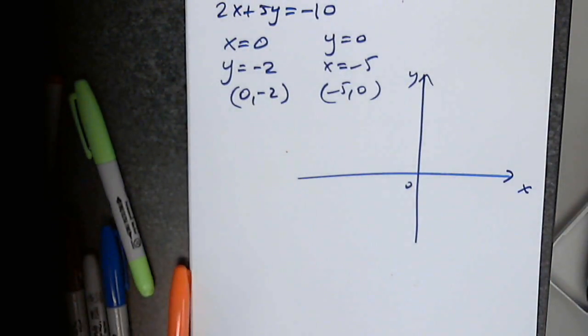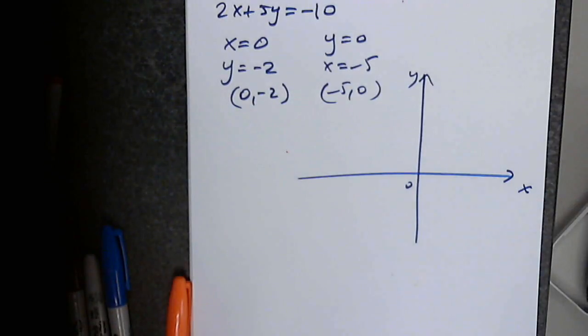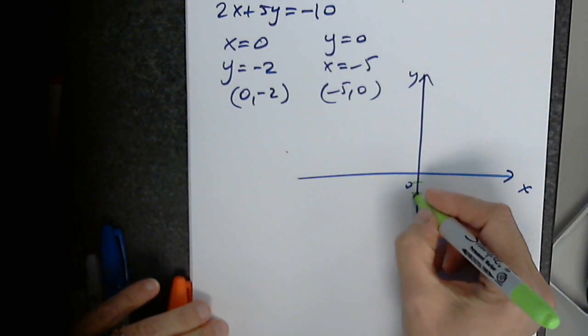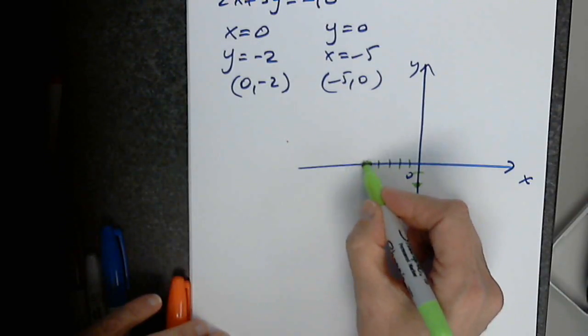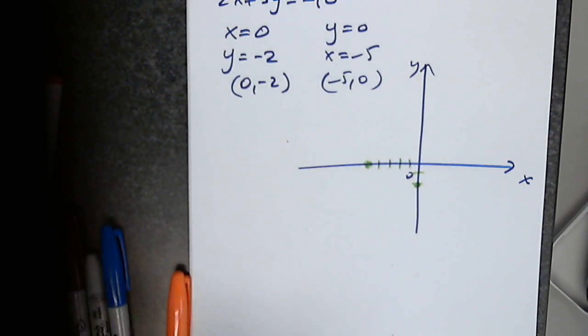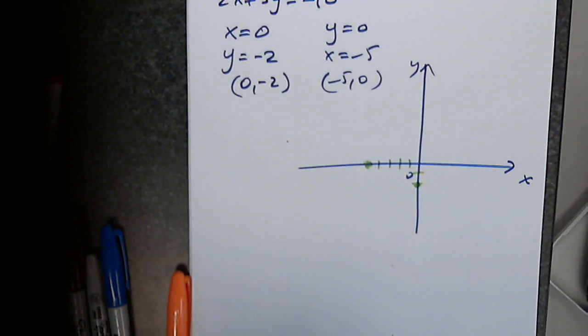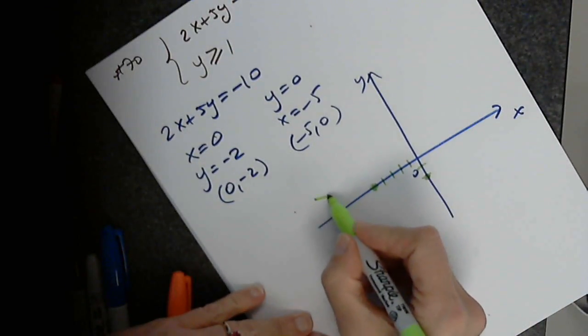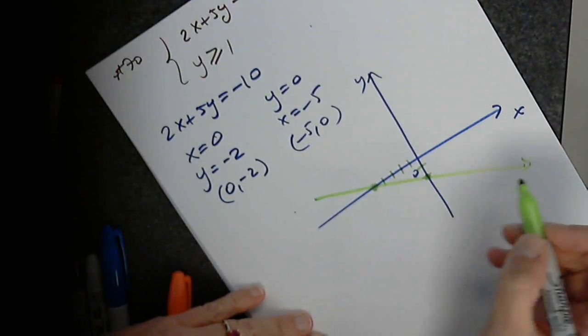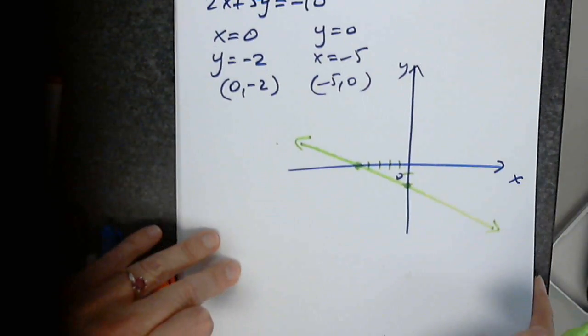0, negative 2. 0 for x, negative 2 for y. Negative 5, 0. Negative 5 for x, 0 for y. I have to make a decision whether it's a solid line or not. Solid line, I agree. What do I do next?